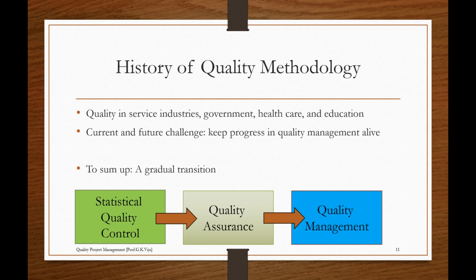Then quality management ensures that an organization, product, or service is consistent. It has four main components: quality planning, quality assurance, quality control, and quality improvement. Quality management is focused not only on product and service quality, but also on the means to achieve it.